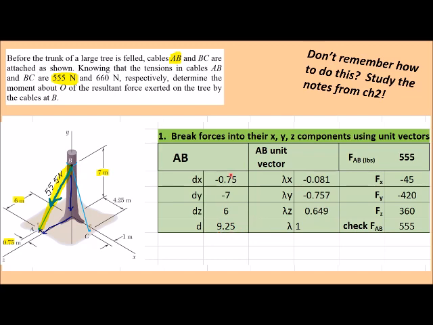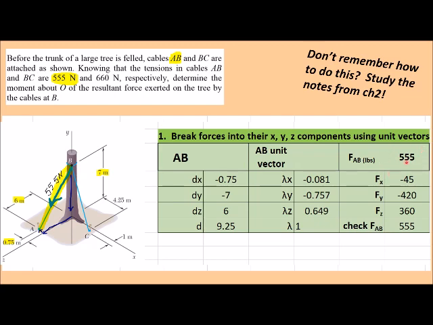And then to turn this into our unit vector, remember the unit vector is just the ratios. So 0.75 over the total length, and 7 over the total length, and 6 over the total length. And our unit vector has a length of 1. We then take our unit vector and use that to split our force apart.